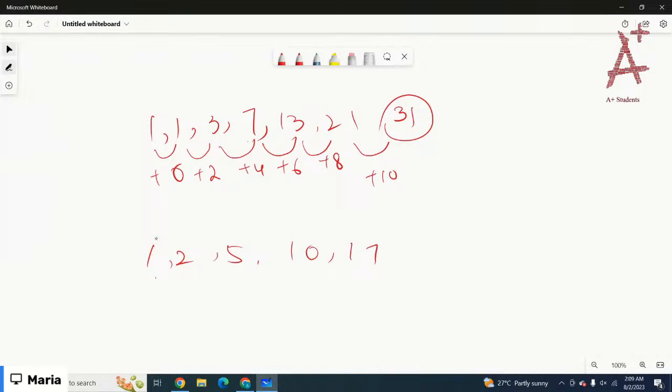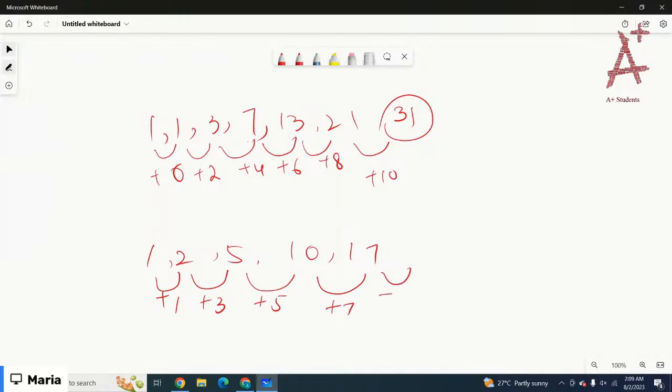Okay. 1 plus 1 makes 2. 2 plus 3 makes 5. 5 plus 5 makes 10. And 10 plus 7 makes 17. You can see every time the number added is increased by 2.